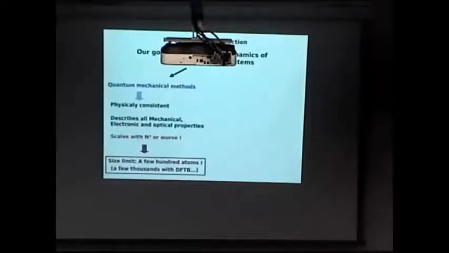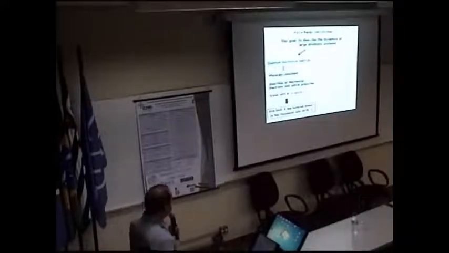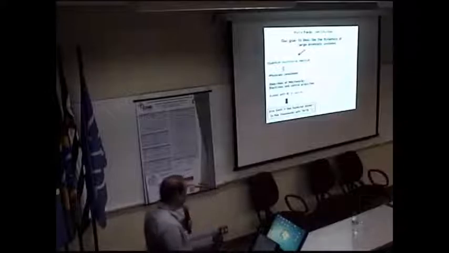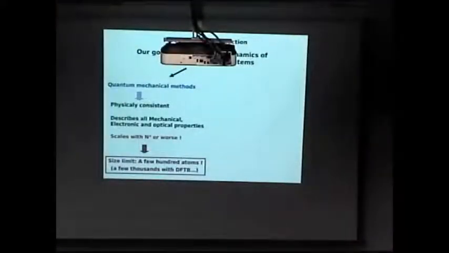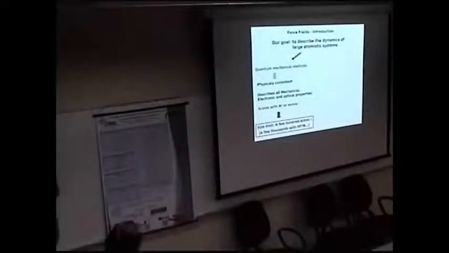Typically we consider that the best way to do that would be to use quantum mechanical methods, of course, because it's physically consistent and describes all mechanical, electronic, and optical properties. But the problem is the scaling of the computation. It goes with N cubed or worse, and then we will always reach a size limit, typically a few hundred atoms, but in some approximations you can go up to some thousands of atoms. This is always connected with your computing power.